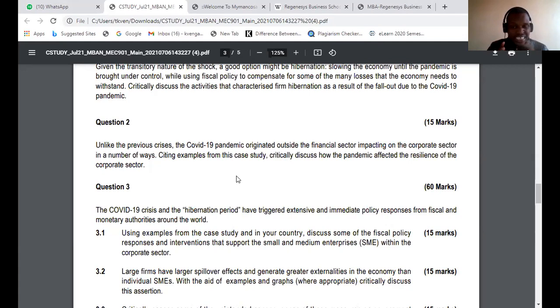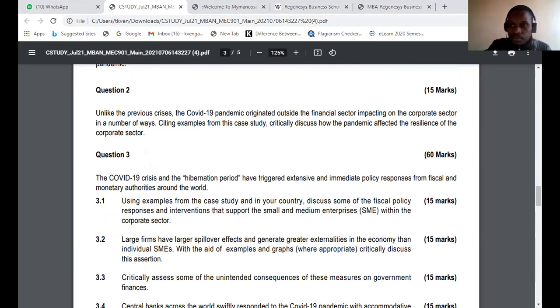Now, this question is not really an economics directed question. It's just a very, very basic question. So it really doesn't have much to do with economic theory, right? That's the benefit of this one. It just depends on your understanding of the pandemic and how it has affected different people in the corporate sector.